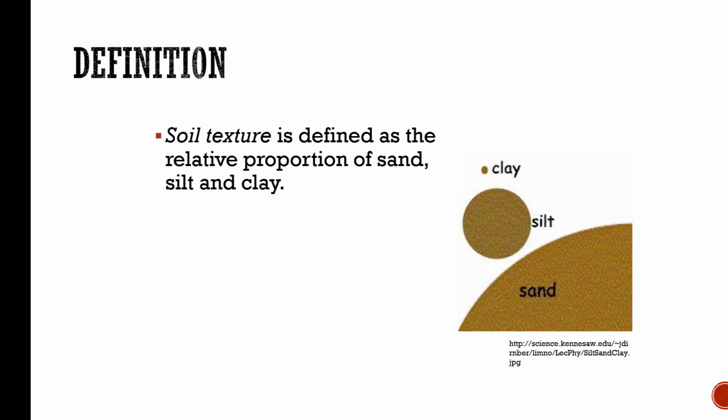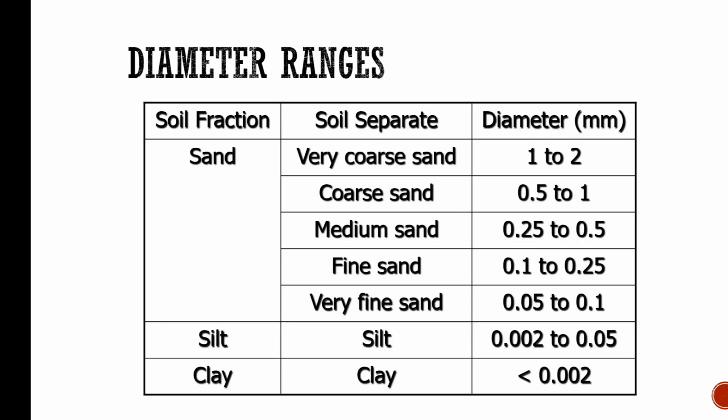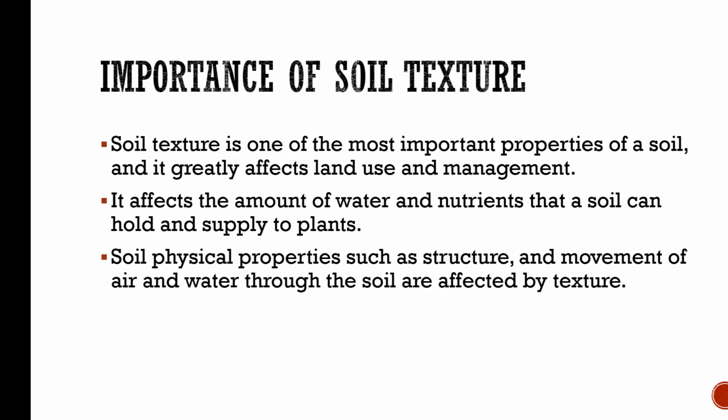Soil texture is the relative proportion of sand, silt, and clay. And of course there's various sizes to sand, so there's some very coarse sand or very fine sand, but again, silt and clay are much smaller. So soil texture is one of the most important properties of a soil. It greatly affects land use and management. It affects the amount of water and nutrients that a soil can hold and supply to plants. And it can influence structure and movement of air and water through the soil. And this is crucial.